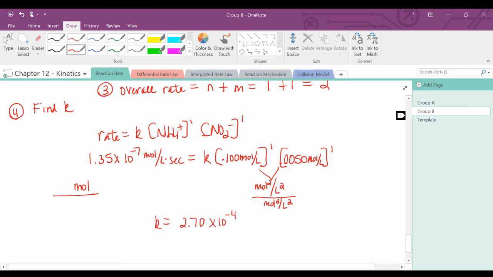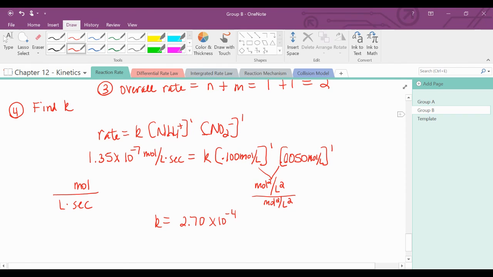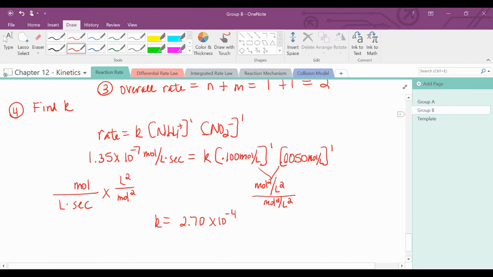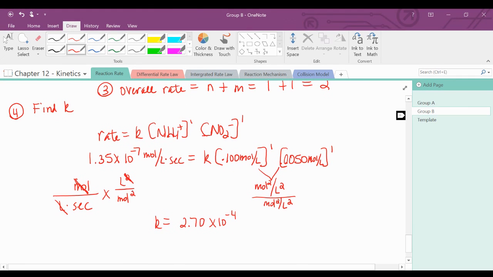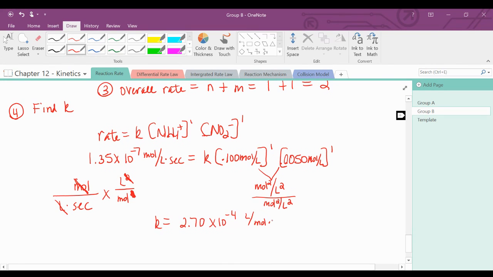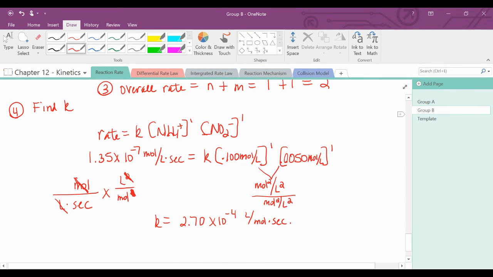I have moles per liter times seconds. And when I divide, remember we can just flip this over, we get liter squared over mole squared. So here's how this reduces down. My liters would cancel and one of my exponents would cancel. My moles here would cancel and one of my exponents would cancel. So we're left with liters per mole times seconds as my unit for k. So that's definitely one of the abilities you need to have in this chapter, is to be able to rearrange units algebraically to find the right unit for k, because it's not always going to be the same.